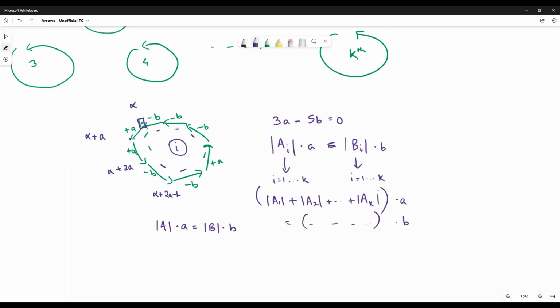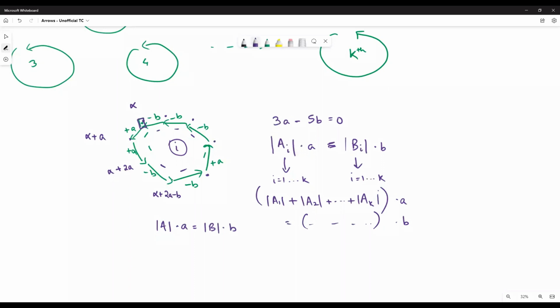Alpha plus 2A minus B. Alpha plus 2A minus 2B. Alpha plus 3A minus 2B. 3A minus 4B. 3A minus 5B. 3A minus 6B, I guess. Oh no, I messed up somewhere.